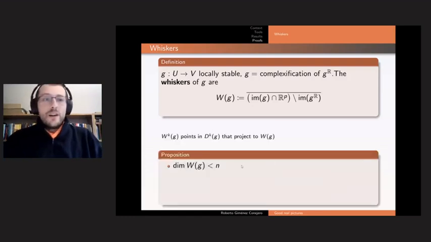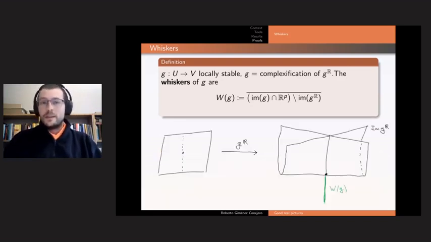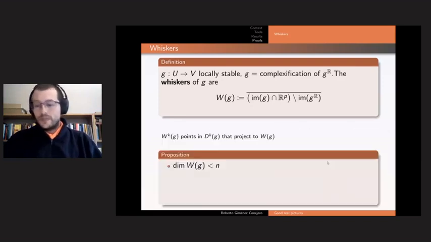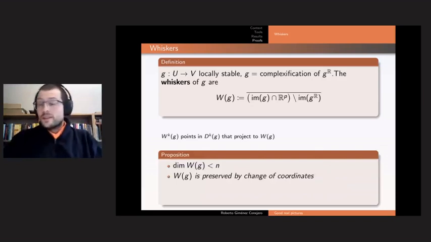First of all, we prove many things about these whiskers. Some things were already known by Mond, for example. One very easy thing to see is that the dimension of the whiskers is less than the dimension of the real image. For example, in this case, this has dimension 1 and this has dimension 2. These kinds of things always happen. The whiskers are preserved by change of coordinates.